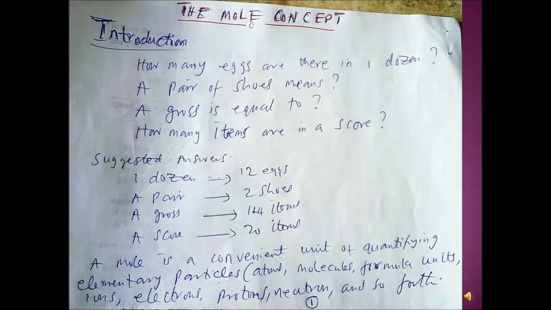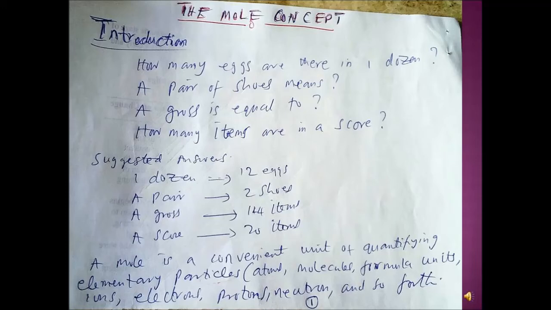Now, some of the suggested answers I expect to get from you include a dozen means 12. For example, how many eggs are in a dozen? In a dozen, there are 12 eggs. A pair of shoe means 2 shoes. A gross means 144 items, and a score means 20 items.